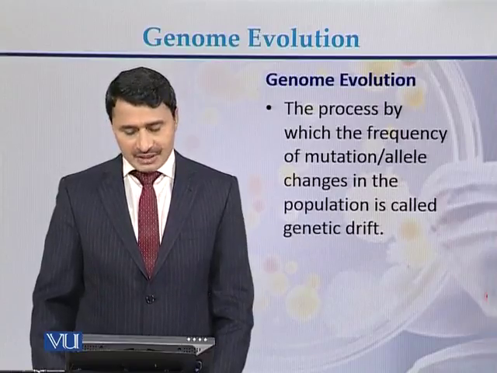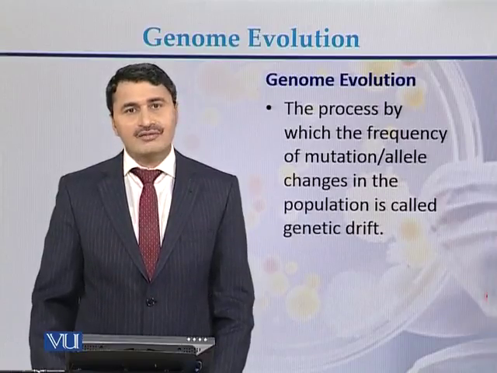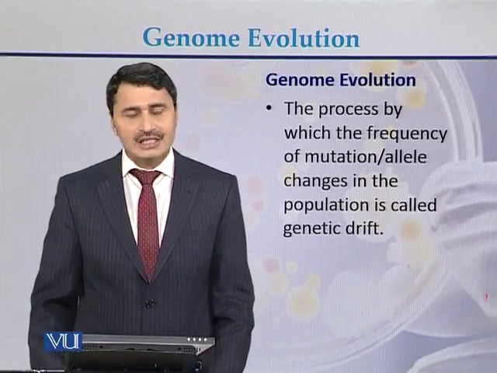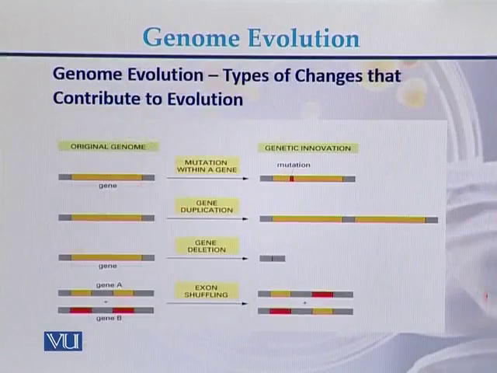The process by which the frequency of mutations or alleles changes in a population is called genetic drift. These are some of the types of changes that contribute to genome evolution. This is the original genome, and the types of evolution can be mutation within a gene, where a single mutation can occur in the gene. So this is the genetic innovation to the original genome.